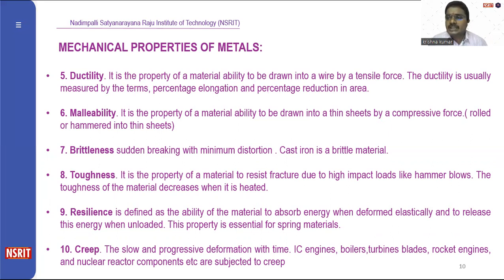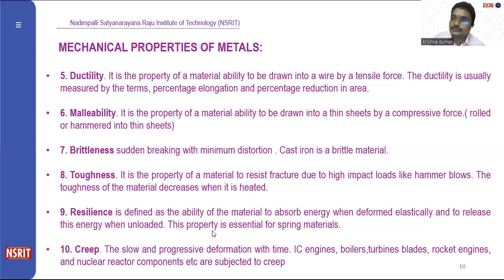Toughness is the property of the material to resist fracture due to high impact loads. A good example is hammer blows. If that material can withstand them, we can say the material has toughness. Resilience is the ability of the material to absorb energy when deformed elastically, and also release the energy when unloaded. So taking the energy, absorbing it, keeping it, and releasing it after the load is released. Especially in spring type elements, we can see the resilience property. For that reason I have given you that example.